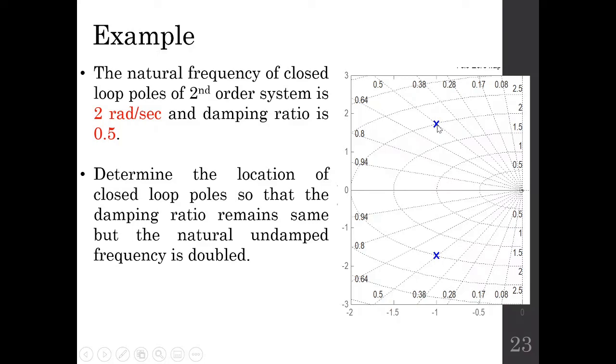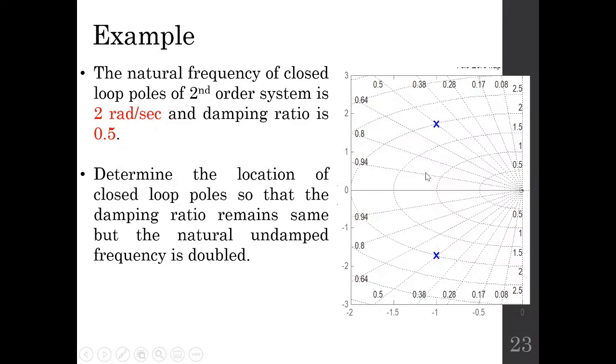Let us find the cross section of this pole. This pole is actually connecting to this number if you move like this, and connecting to this number if you go like this. Now this is your omega n value, and this is your zeta value. So in this case your omega n is 2 radians per second and your damping ratio is 0.5.